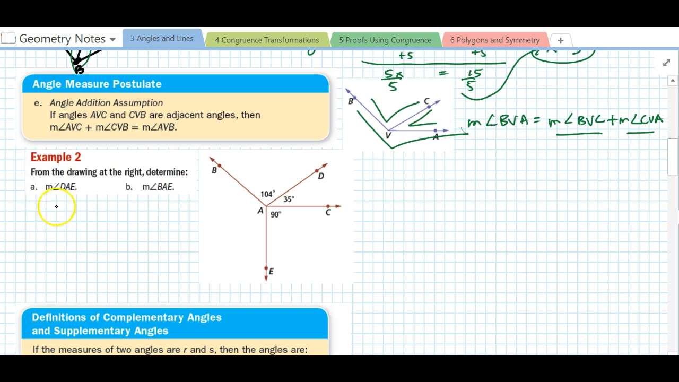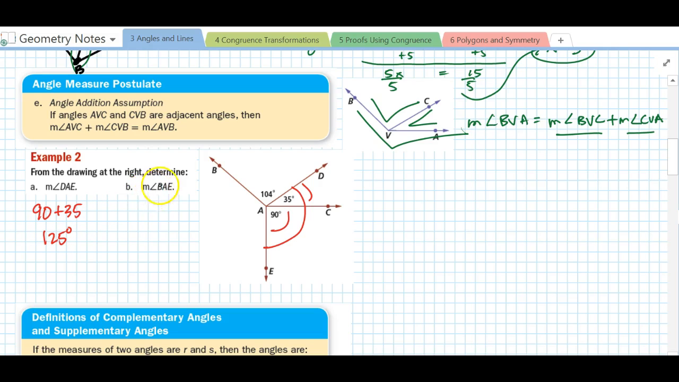From the drawing at the right, see if you can figure out the measure of angle DAE. So first let's figure out what angle that is. DAE is going to be that entire angle there. Well, I know that this angle is 35 and this angle is 90, so using this addition assumption, if I add them together, I'll get the entire angle. So I'll simply have to say whatever 90 plus 35 is. Do you know what it is? Yes, 125 degrees.